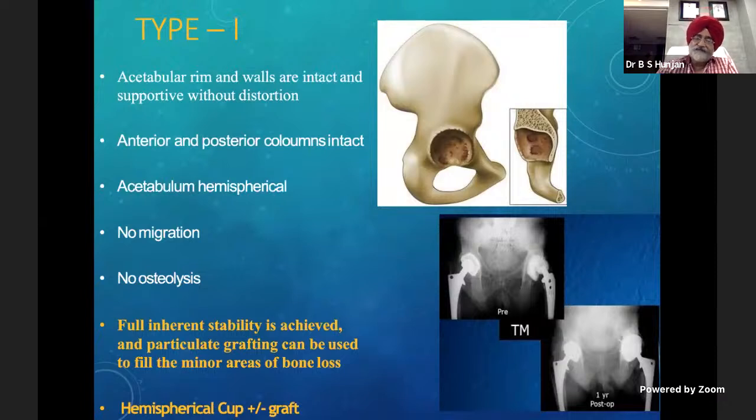Now, type 1, here the acetabulum is nearly normal with some defects, the contact rims are intact, walls are intact, and there is some bone loss on the inner side of the acetabulum, and the anterior and posterior columns are intact. The acetabulum is hemispherical, there is no migration, and there is no osteolysis. So the acetabulum is ready to receive the hemispherical cup. So there is not much difficulty in redressing this type of acetabular defect.